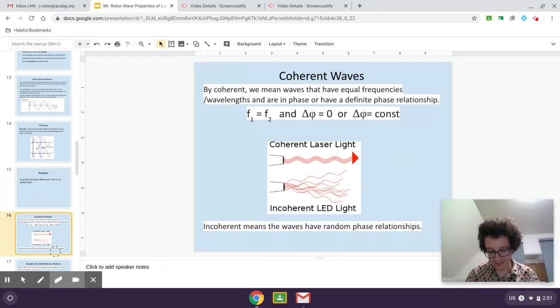The laser I was using before in the demonstration is a coherent light because all the waves have the same relation. They have a constant difference, and they have the same frequencies and wavelengths. And if their phase is not the same, at least it's the same difference all the time. Not like other kinds of lights that, as you can see here, are a mix of different wavelengths and different phases.